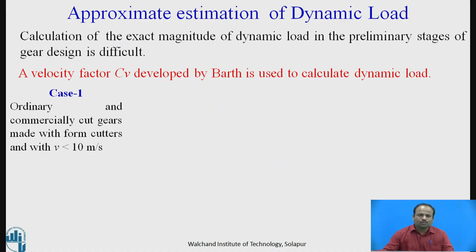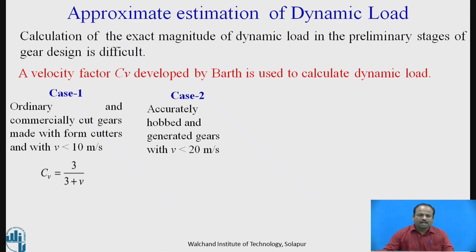Now we can see over here case 1, when there is an ordinary situation and commercially cut gears made with form cutters and with velocity less than 10 meter per second. If this particular case is there, in that case we can use this particular velocity factor formula. CV is equal to 3 upon 3 plus V.